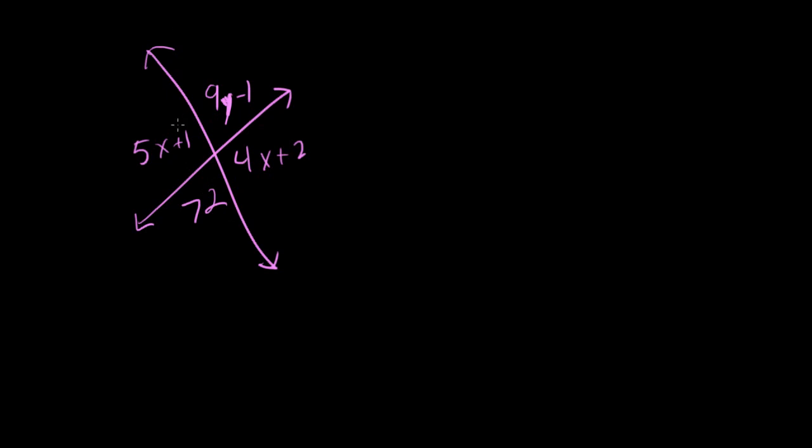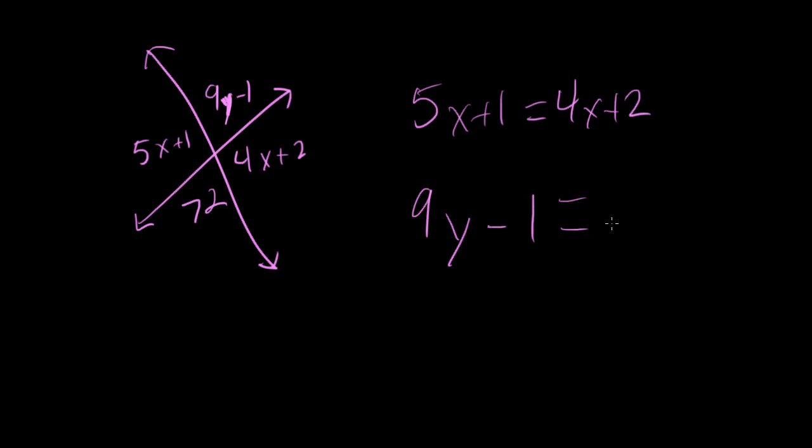Well, we want to solve for x, and notice where our x's are. Our x's are here and here. Hey, those are vertical angles, so 5x plus 1 equals 4x plus 2. And then these are also vertical angles, so we do 9y minus 1 equals 72. There's a couple of quick examples. There's a lot more to it than this, but one learns math by doing, so I'm going to stop there.